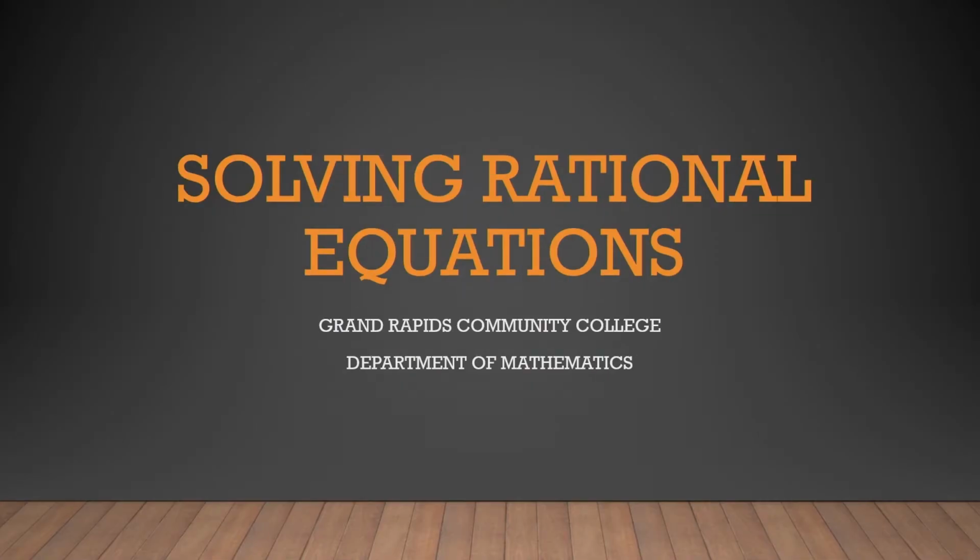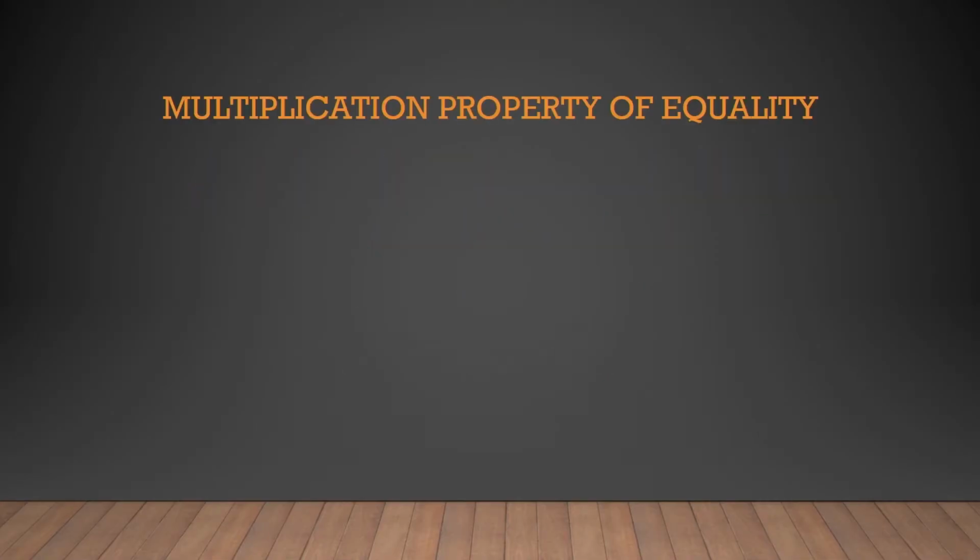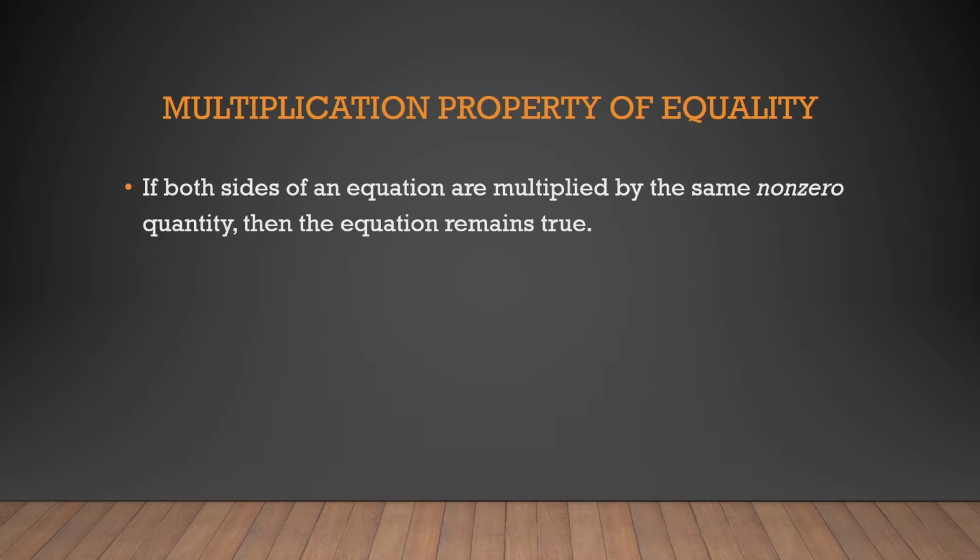For today's MathCast, we're going to talk about solving rational equations. First, let's talk about the multiplication property of equality. This property says that if both sides of an equation are multiplied by the same non-zero quantity, then the equation remains true. In symbols, if a equals b and c is not 0, then a times c equals b times c.